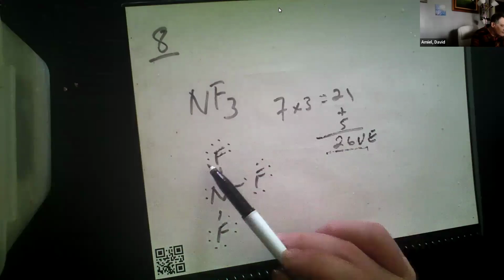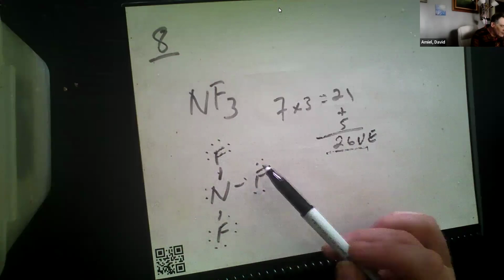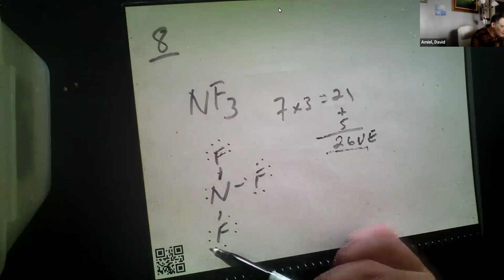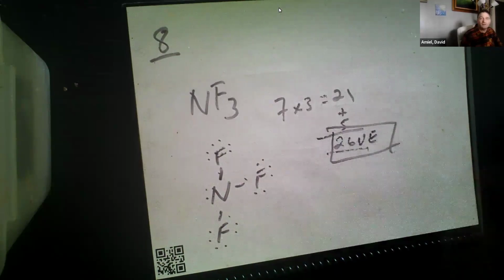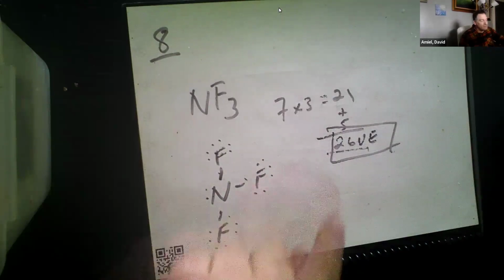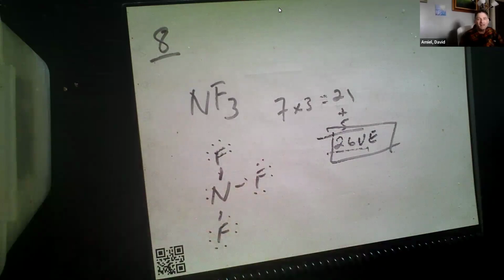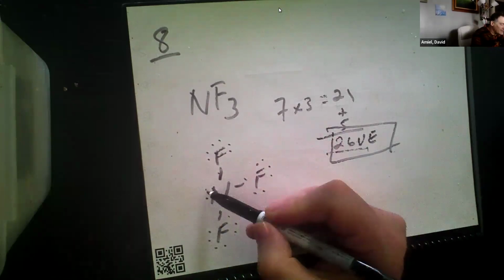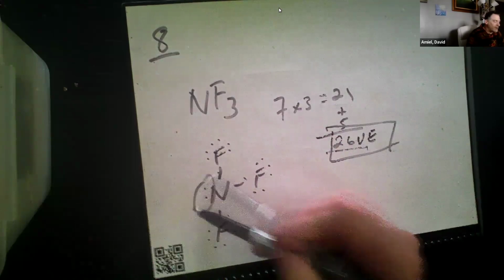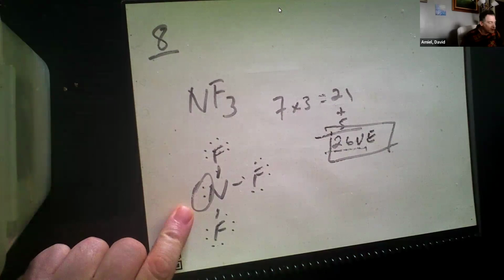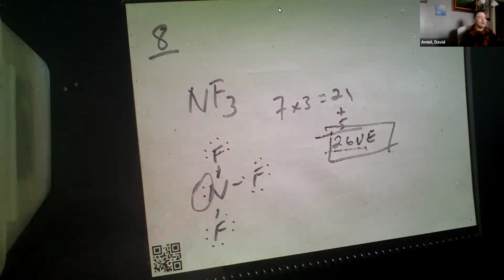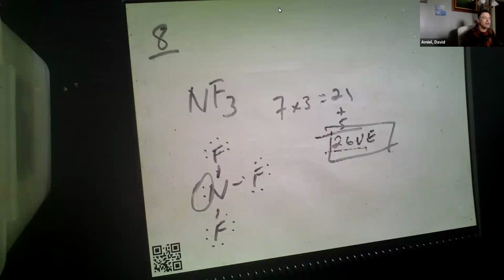Just recount: 2, 4, 6, 8, 10, 12, 14, 16, 18, 20, 22, 24, 26. We have used all the valence electrons, given all the atoms an octet, and Lewis theory predicts the existence of a lone pair on the central nitrogen atom, which is borne out in experiment. So that is the Lewis structure for NF3.